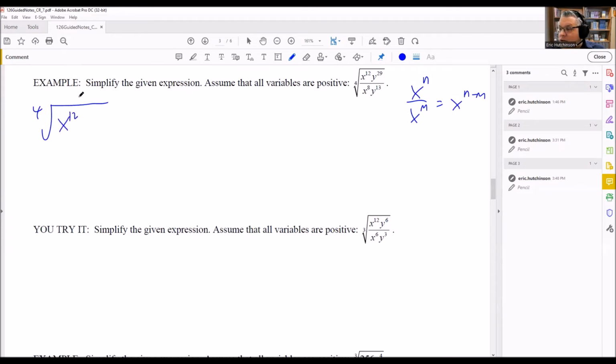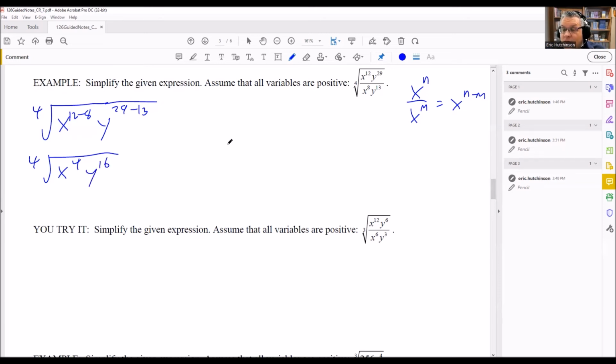x to the 12th divided by x to the 8th means that I can have x to the 12 minus 8 inside. And I'm going to do y 29 minus 13. It's always the top one minus the bottom one, just like that. Now let's simplify each of those. I get x to the 4th. And then for this one here, if I take 29 minus 13 on that, I'm going to get 16.